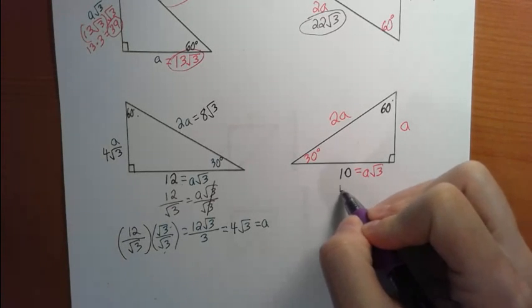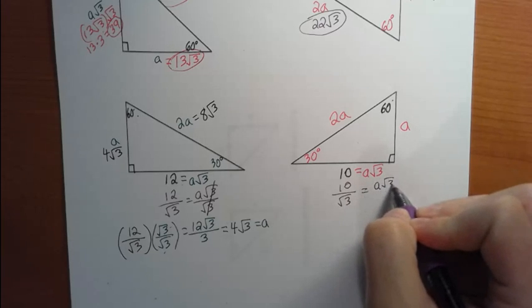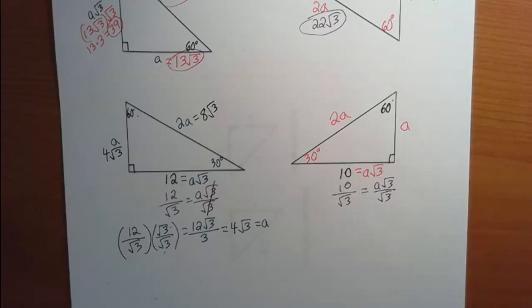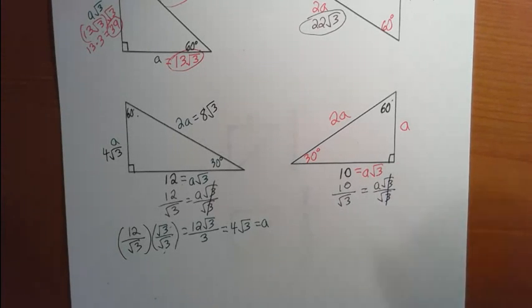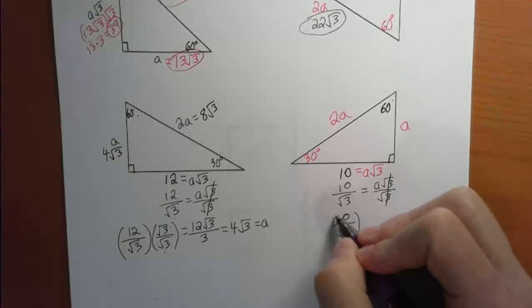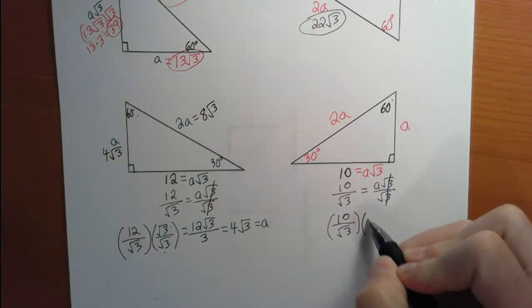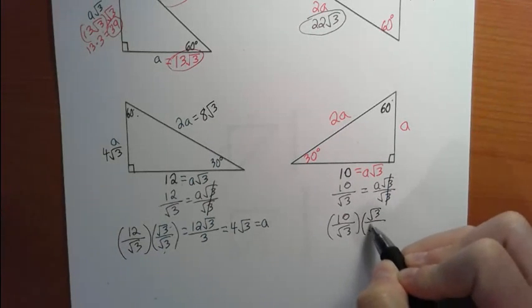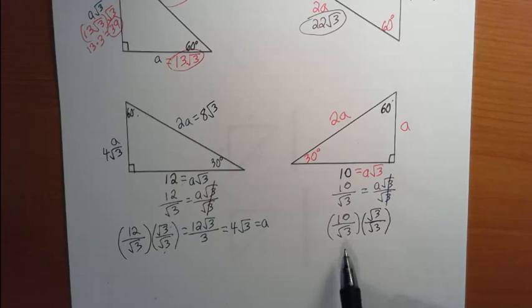So I would have 10 over root 3 and then a root 3 over root 3, allowing me to get rid of the root 3's on the right. So my answer for A is 10 divided by root 3. But we don't want that square root on the bottom. So I'm going to multiply again by the same square root as I have on the bottom. And in this particular problem with 30, 60, 90 triangles, it's always going to be a root 3. But in our next topic, it's going to be a different number.